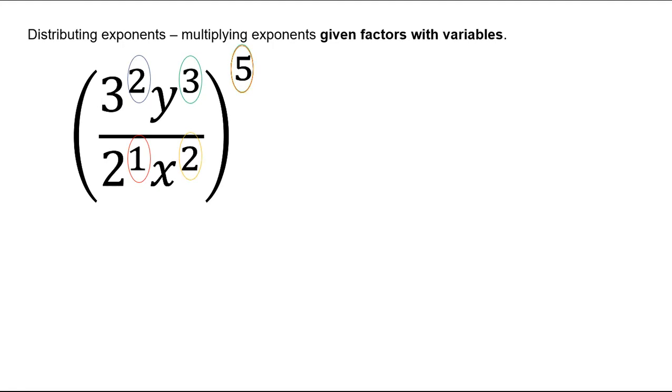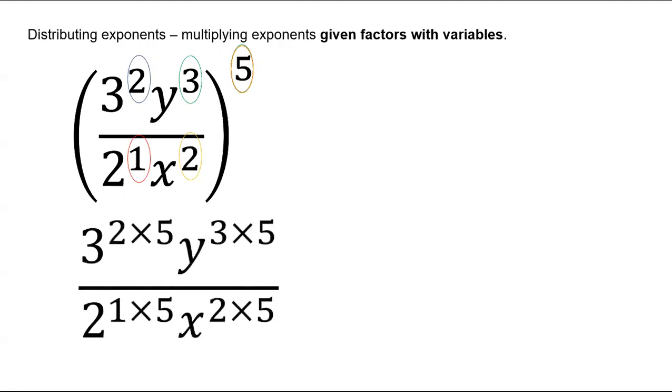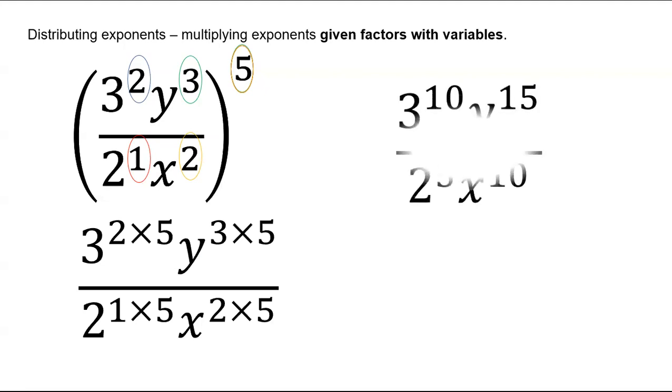That will give us 3 to the exponent of 2 times 5 multiplied by y to the exponent of 3 times 5. In the denominator, we'll have 2 to the exponent of 1 times 5 times x to the exponent of 2 times 5. Now, the exponent of 3 will be 10. The exponent of y will be 15. And the exponent of 2 in the denominator will be 5. And the exponent of x in the denominator will be 10.